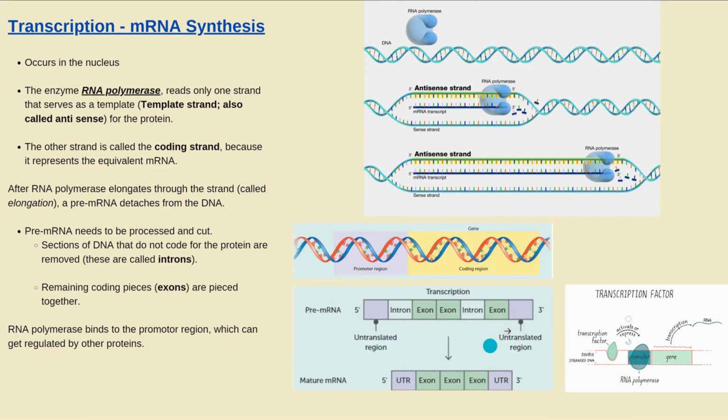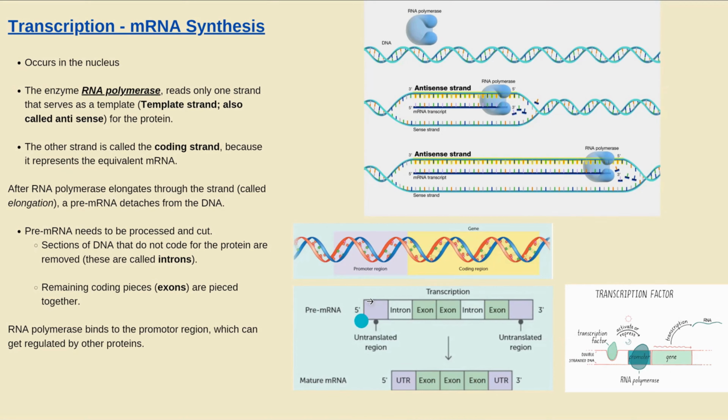Using molecular scissors and molecular processes, it removes the introns and then pastes only the necessary sections of the mRNA. As you can see here, you have your pre-mRNA with these introns that we don't need. After they're removed, the remaining exons get glued together, and you refer to this as your mature mRNA.